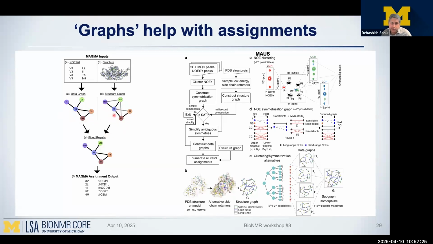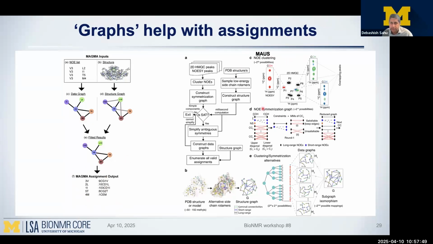And then you will see that these two graphs look similar, right? So you combine those two together and you create this fitted result. So basically, you will eliminate all the possibilities from here, and then take this assignment from the structure and put it in this graph. So you combine these two and you get your fitted result, and at the end you get your assignments. Okay, so this is how Magma works.